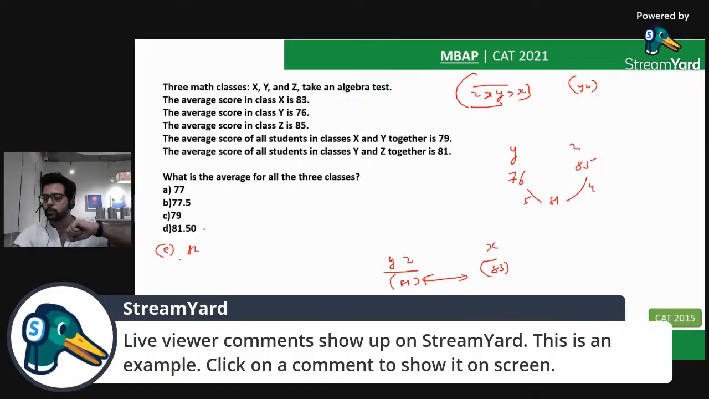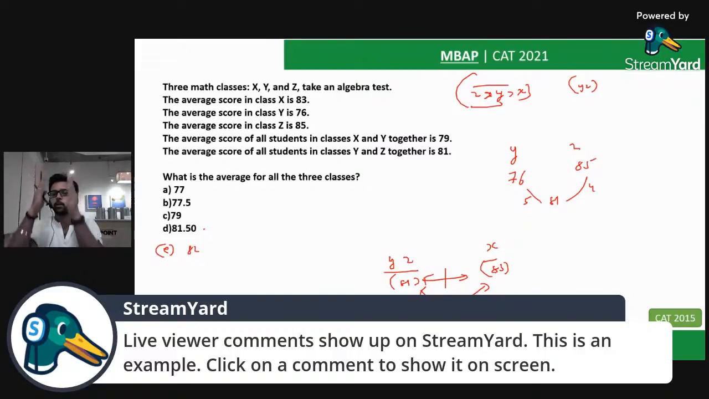What if there's one more option? Let's take this case. What if there was one more option, 81.5 and 82? Where will you mark? 82 is also between 81 and 83. 81.5 is also between 81 and 83. See, 82 is exactly at the midpoint of 81 and 83.